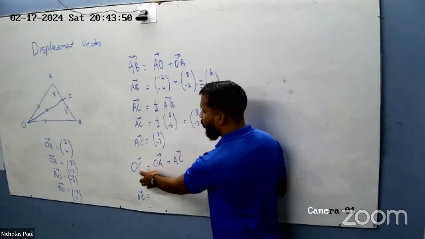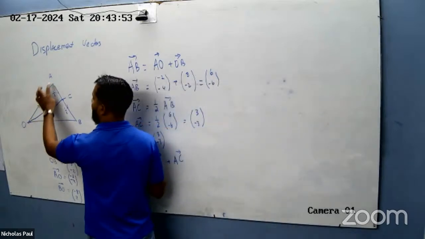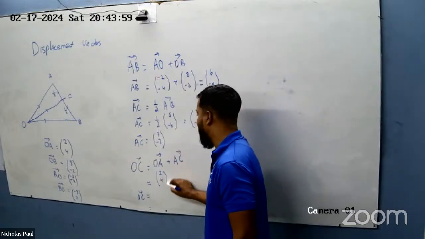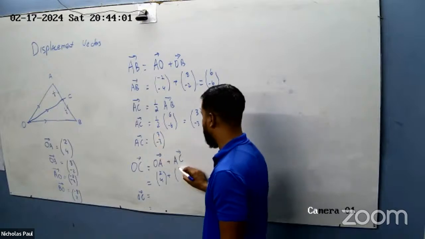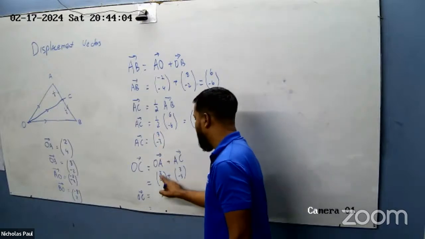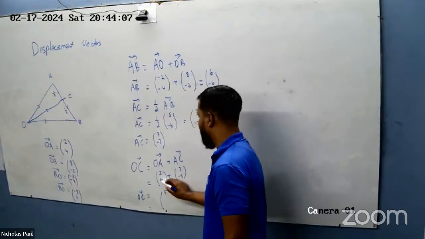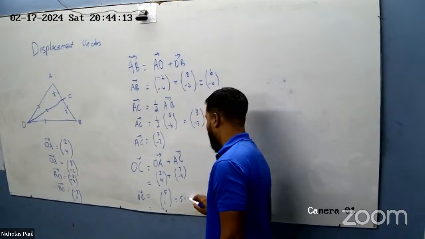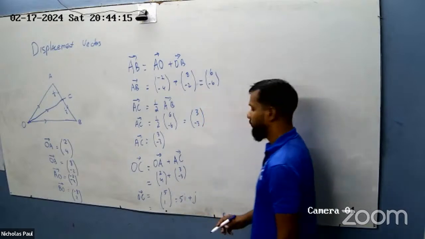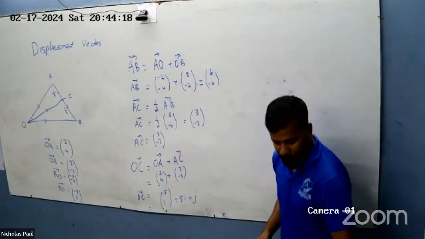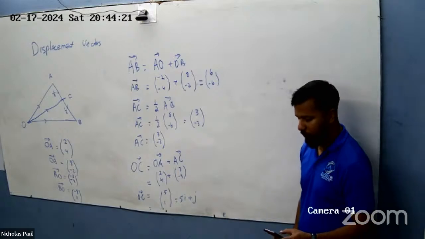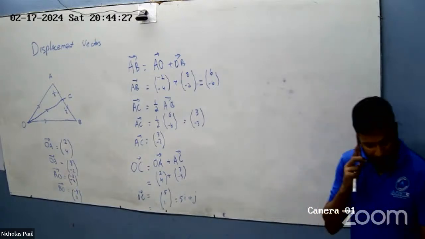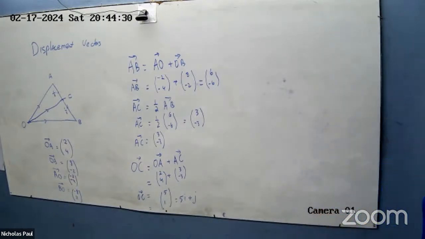And now how do we get OC? OC is O to A to C. O to A, we have that already, 2, 4. And we have AC already, 3, minus 3. So 2 plus 3, that's 5. 4 plus minus 3 is 1. So you'll get 5i plus j. That's okay? 5i plus j. Copy it down.